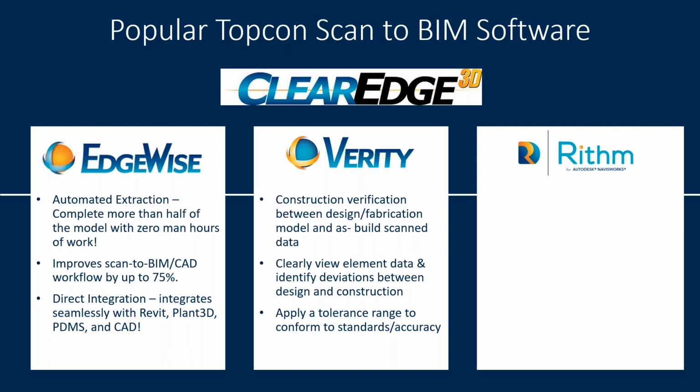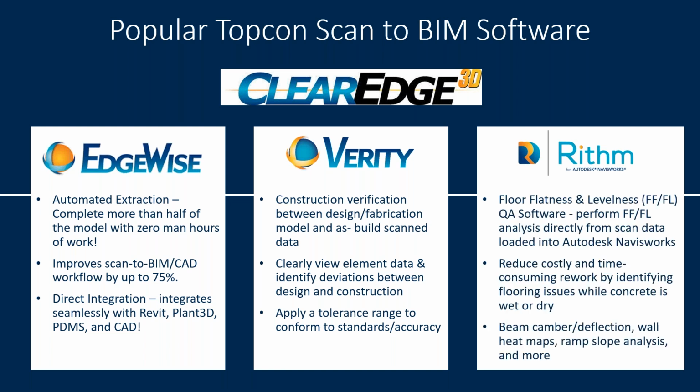And last but not least, there's Rhythm. Great thing about Rhythm, just to make it simple, it helps you to check floor flatness and levelness, so FF or FL. It's a great quality assurance or quality control software where you can get the actual levels of the floor, and you can use it on wet or dry concrete. So if concrete is still workable, you can get the levels from there, which is mind-blowing. If you've ever been on site and seen a slab cast and checked the finish level, it's a bit of a cumbersome thing to do, but you can even check the deflections, heat map it, conduct a ramp slope analysis, and much more. So it's a very intelligent piece of kit. And all of these fit in with Autodesk applications.